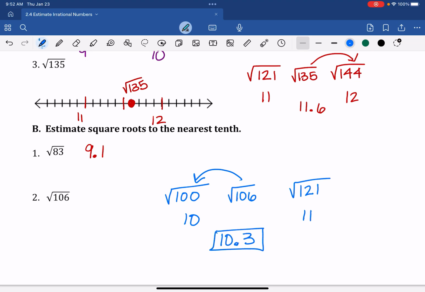Okay, now remember that I'm just estimating, I'm guessing right now. So if you guess like 10.2, that would be okay, 10.1, as long as it's closer to 10 than it is to 11. Okay, when you're ready, go ahead and turn to the next page.